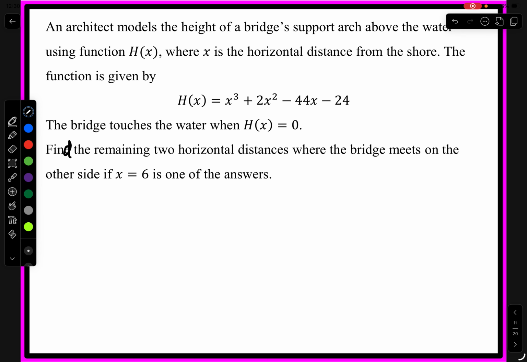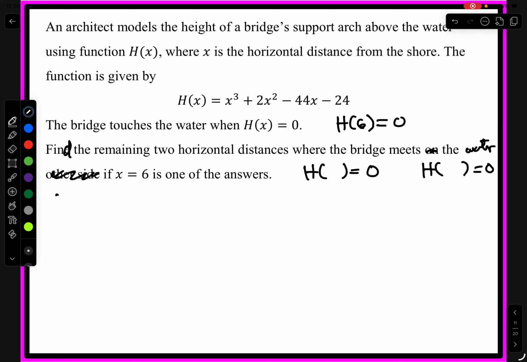Find the remaining two horizontal distances where the bridge meets the water, if x equals 6 is one of the answers. So what we're going to do here is set up a synthetic division problem. Note that x again is equal to 6, and we're going to find the other two places where this function is going to equal 0. We already know that one of the solutions is 6. H of 6 equals 0.